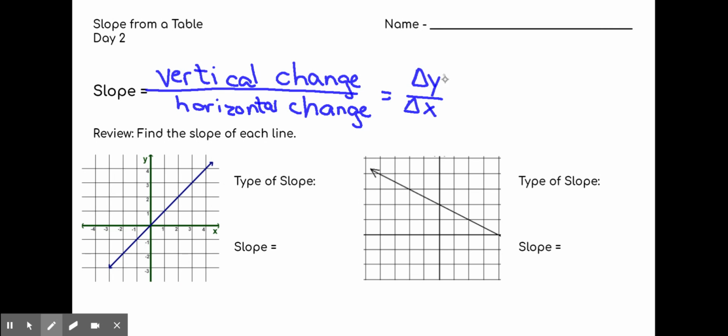In symbols, we say delta y over delta x. That means the change in y values, which move up and down, over the change in x values, which move left to right. The first way we found slope was slope from a graph.